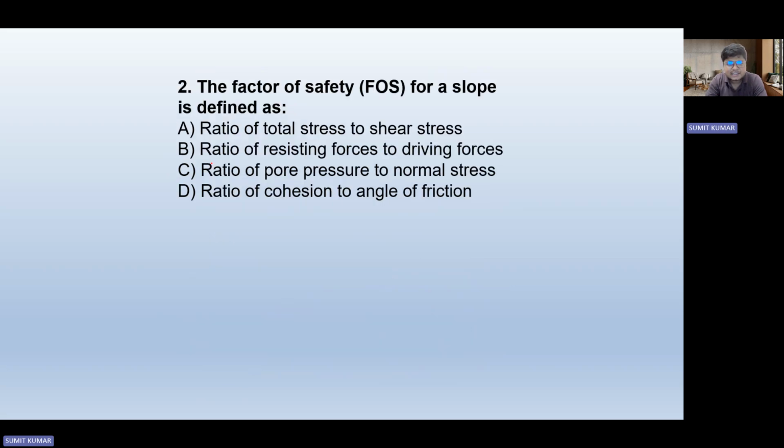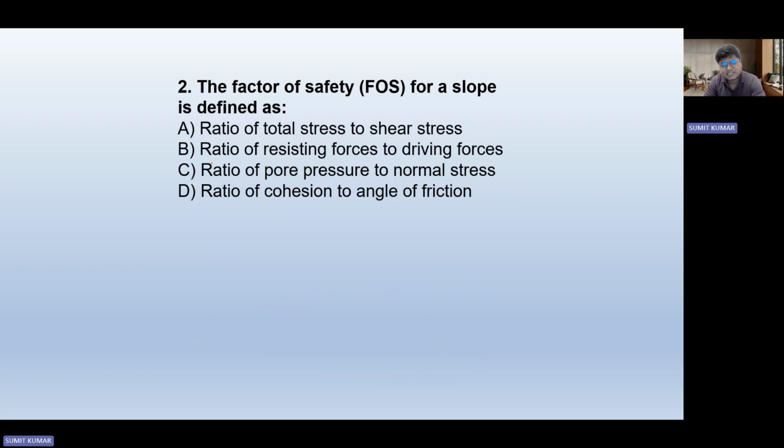Now, the next question is: the factor of safety for a slope is defined as the ratio of total stress to shear stress. No, that is not the case. Second, the ratio of resisting force to driving force. That could be an option. Next one is the ratio of pore pressure to normal stress. No, not pore pressure or normal stress. There is no clear correlation in order to calculate the factor of safety.